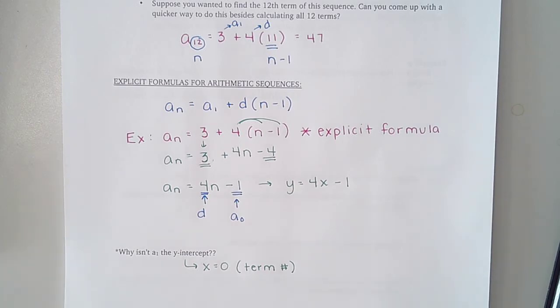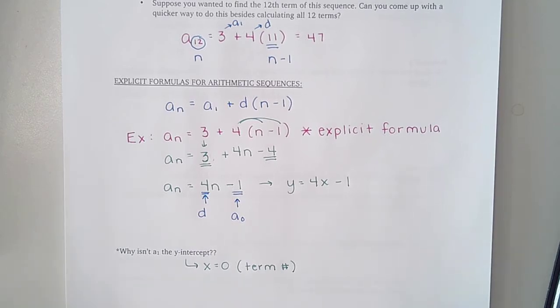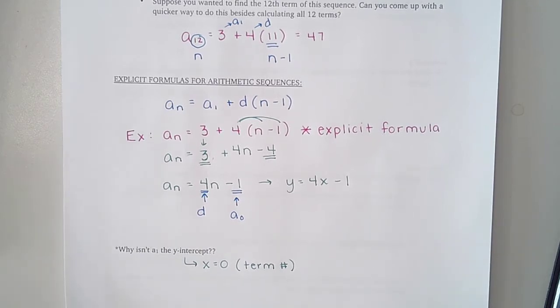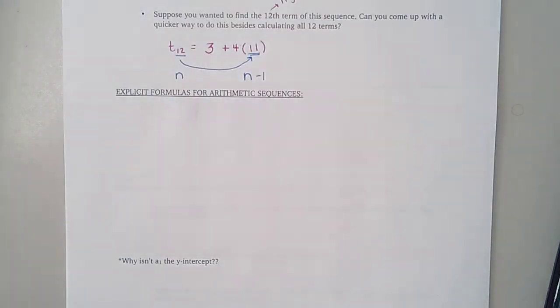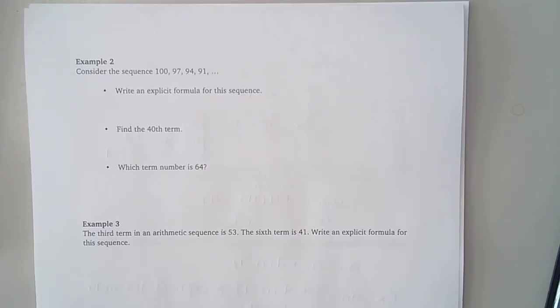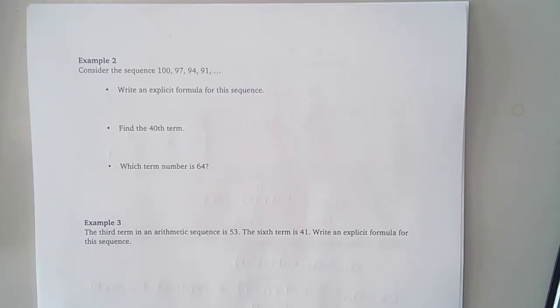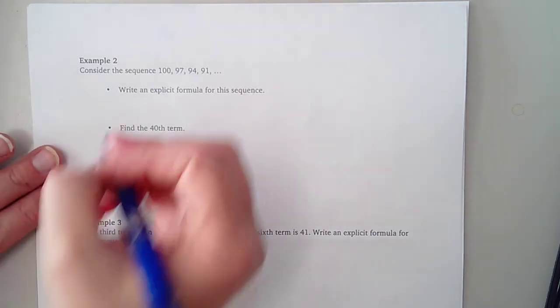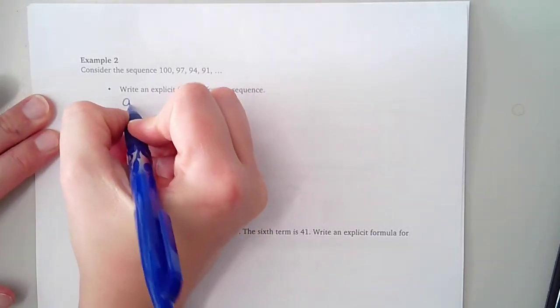Okay, I know that was a lot of connections without a lot of applications. So let's try some actual examples, and hopefully that'll help firm this up just a little bit. Oops, where are my examples here? Here we go. Okay, so consider this sequence, write an explicit formula for this sequence. Again, I'm going to pull up the formula that we copied down on the other side. So this is what I'm looking to do.